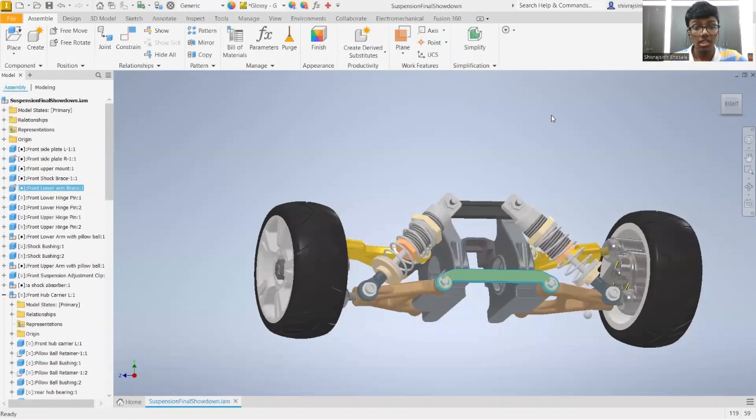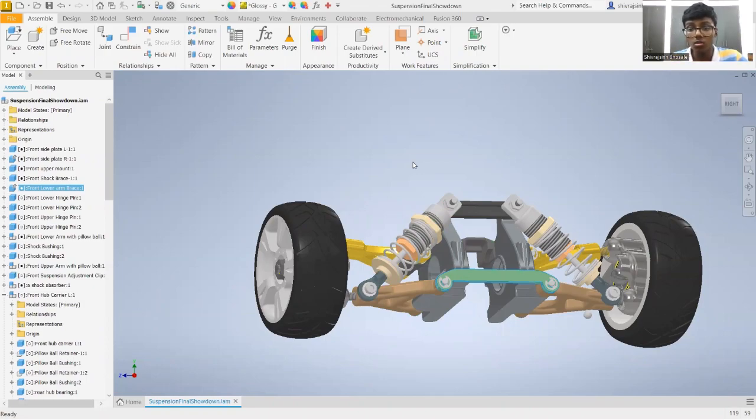Now, coming to the next component, the front lower arm brace. This shaded component is the front lower arm brace. Here it connects the left and right front lower arms, which are also connected to the left and right side plates respectively. Its role is to provide additional reinforcement and stability to the front lower control arms.